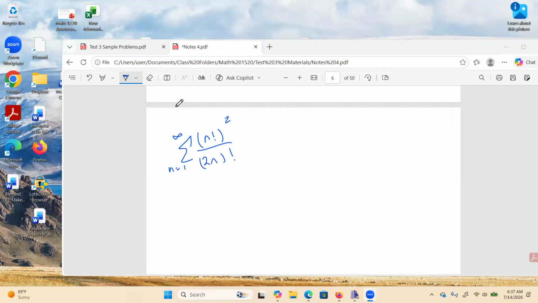All right, good morning. Welcome back to Calculus 2. We are looking at the series from n goes from 1 to infinity of (n factorial) squared over (2n) factorial.